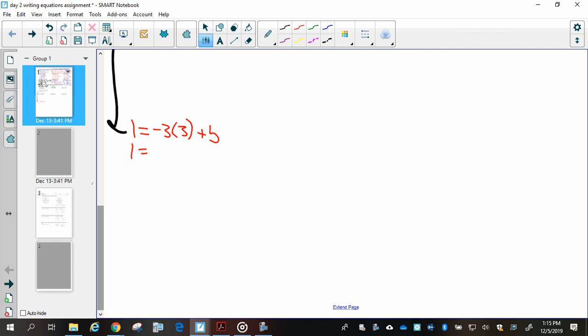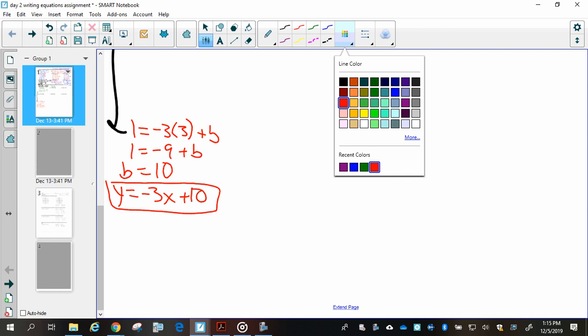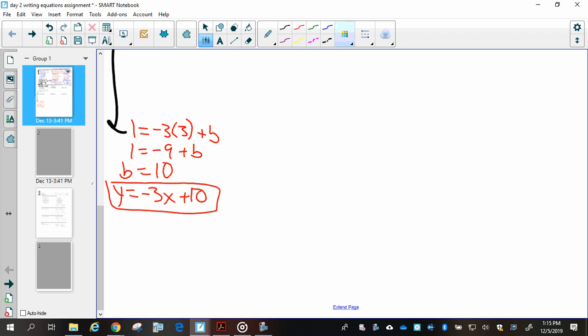Three times -3 is... -9. So if you add 9, what is b? 10. So our equation is y equals -3x plus 10. Now that's if you chose the first ordered pair.